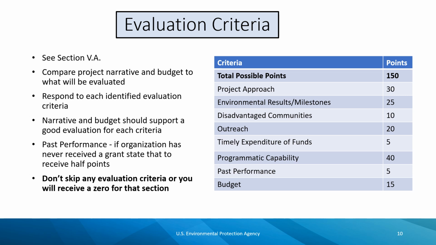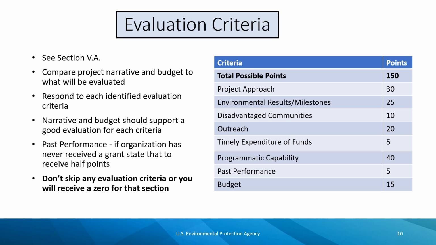Now that your project narrative and project budget are complete, look at the evaluation criteria in Section 5A. For each evaluation criterion, compare your project narrative and project budget to the corresponding section. Be sure that there is a response for each identified evaluation criterion, and what you've included in your project narrative and budget is sufficient information to support good evaluation for each criterion.